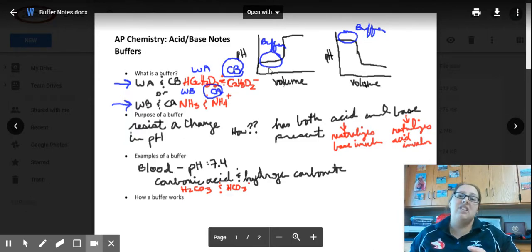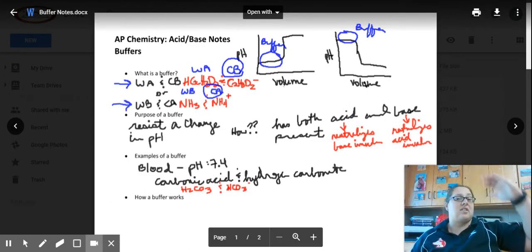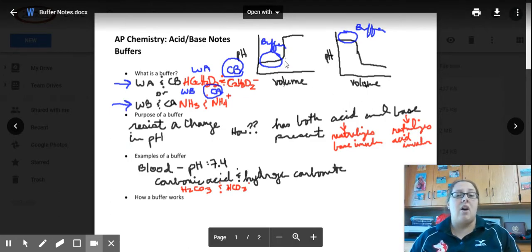You have to completely deplete the buffer, get rid of the buffer, before that pH can start to spike. So that's why we no longer have a buffer region where we see the pH spike. Basically, we've gotten rid of all the buffer that we had present there. So it resists a change in pH.